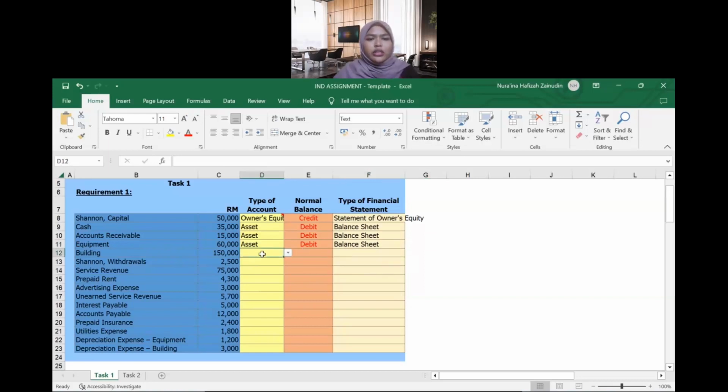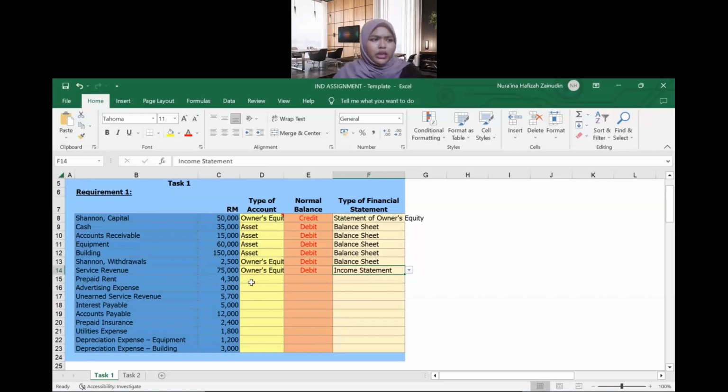Okay, next for building. Building's type of account is asset, and the normal balance is debit. The type of financial statement is balance sheet. Okay, next for owner's withdrawal, the type of account is owner's equity. The normal balance is debit, and the type of financial statement is balance sheet. Okay, next is service revenue. The type of account is owner's equity. The normal balance is debit. Okay, the type of financial statement is income statement.